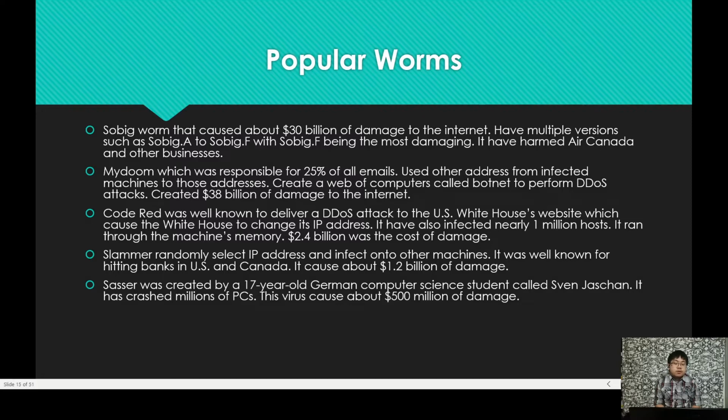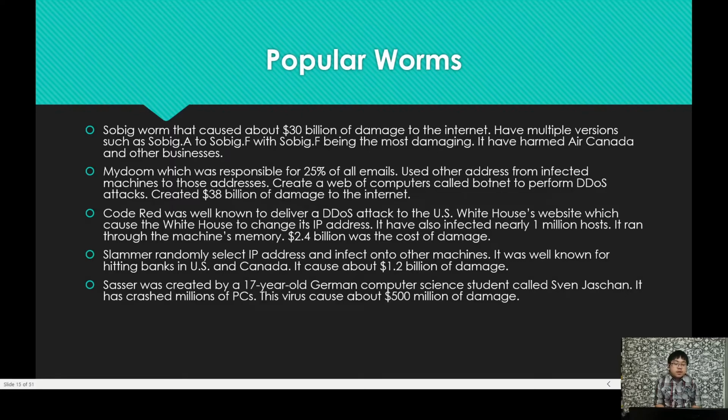Code Red was well known for delivering a DDoS attack to the US White House website, which caused the White House to change its IP address. It had also infected nearly 1 million hosts. It ran through the machine's memory. $2.4 billion was the cost of the damage.